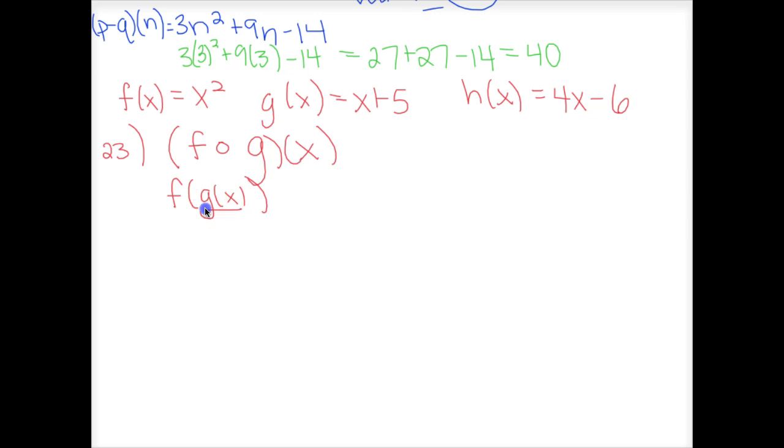So first step, start on the inside with g of x. So I need to make a substitution. In place of g of x, I'm going to put its rule. So now I have f of x plus 5, because that's what g of x is equal to.